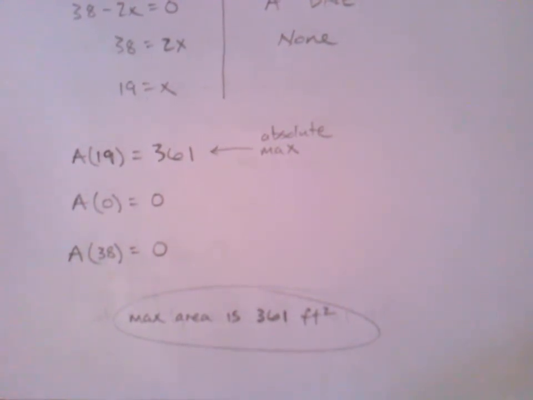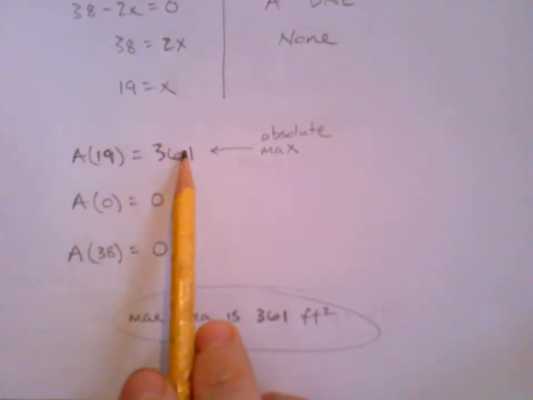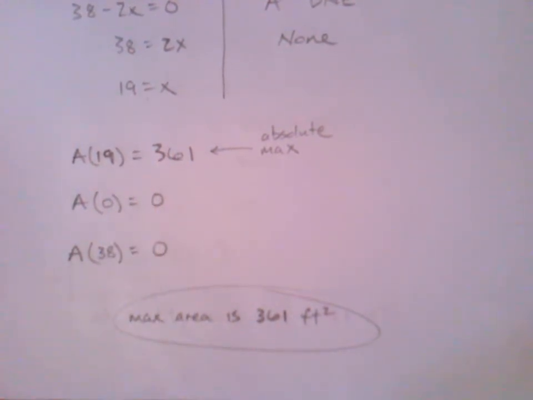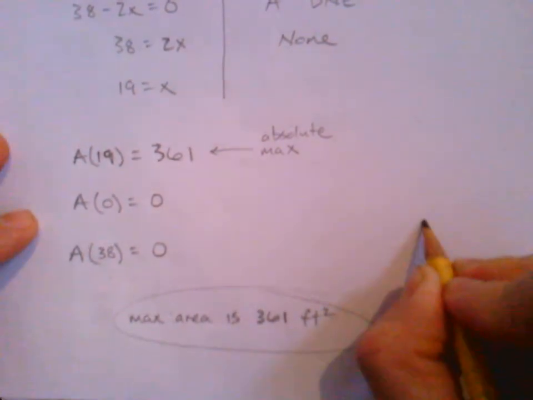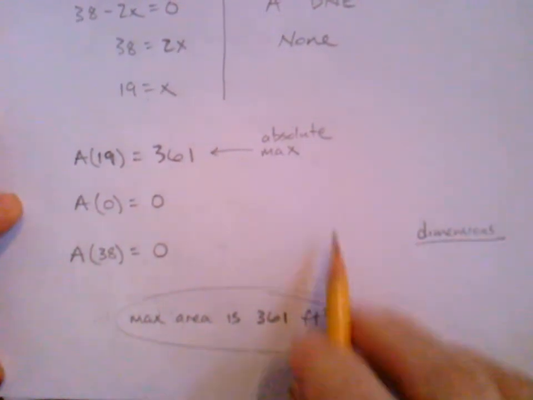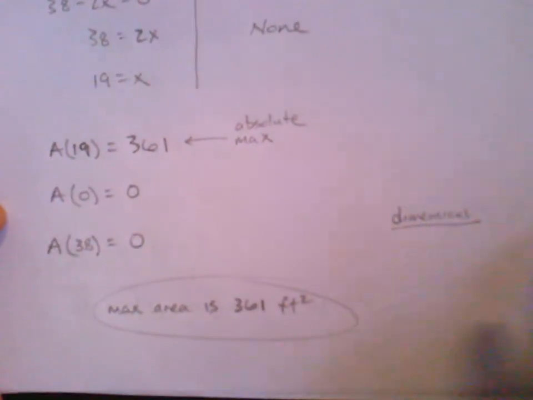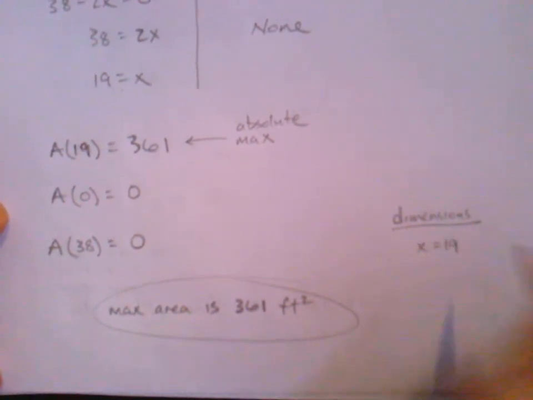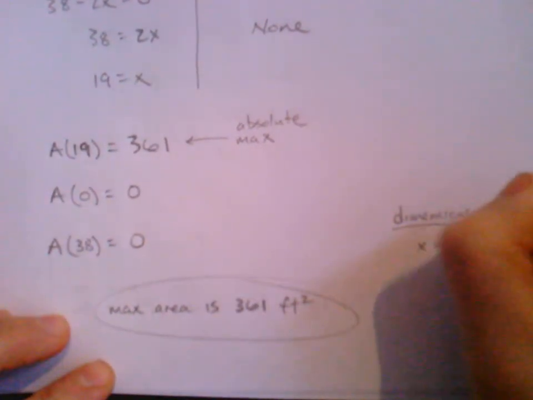In other problems, they might not ask for the maximum area itself. They might ask what dimensions of the rectangle produce the maximum area, because that would be more useful if you were actually going to build it rather than maybe what the area actually is. And if you were looking for the dimensions, well, we know the x value. X is 19. How would we get the y value?